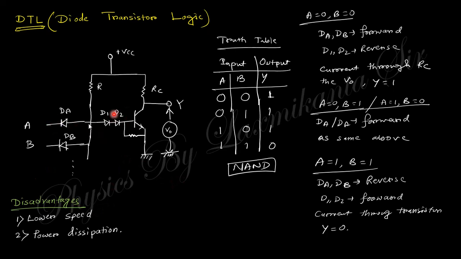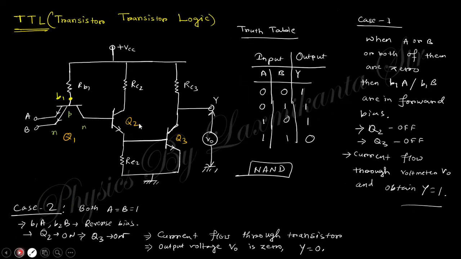So this diode actually filters the noise, but low speed and power dissipation are not eliminated yet. Now this is eliminated in transistor logic. Okay, so see here. These are inputs, A and B are inputs. This is the transistor and this is another transistor.